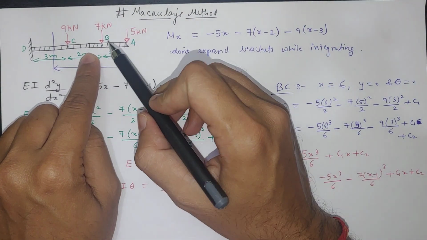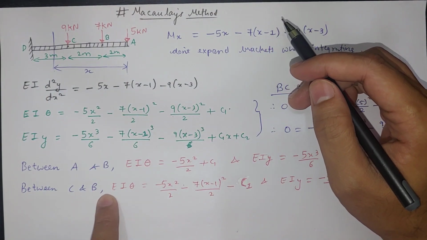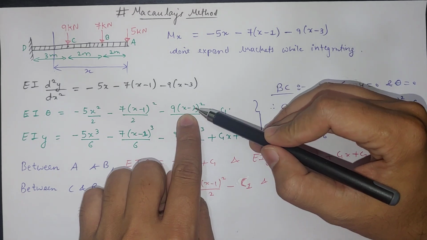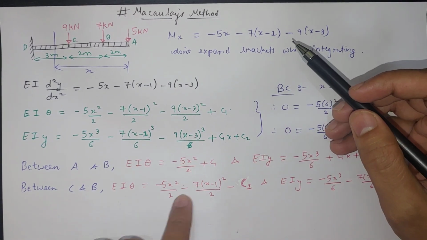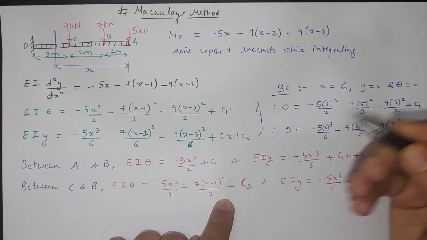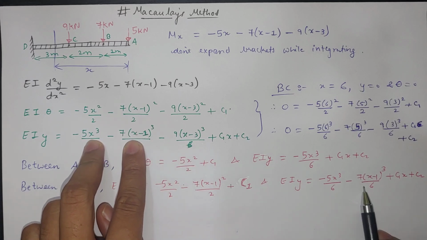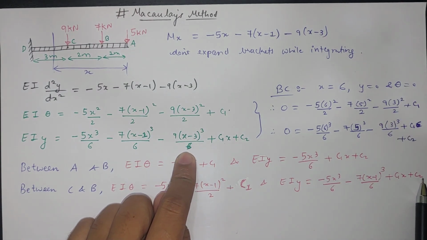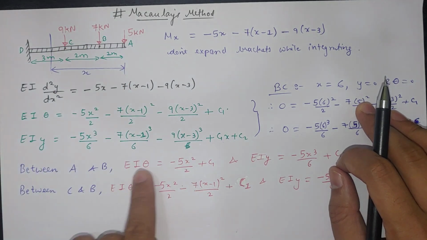And if we are calculating slope and deflection between B to C, then we have to calculate EI theta by considering these two terms only. We have to ignore this term, because x minus 3 will be negative when x is in between B to C. So first and second terms we have to consider, and then plus C1, here it is plus sign. Similarly EI y, we have to consider these two terms only, and we have to neglect this term, because in between B to C this x minus 3 will be negative, plus C1x plus C2. So C1 C2 we get from boundary condition, and with the different regions we have to use different formulas.